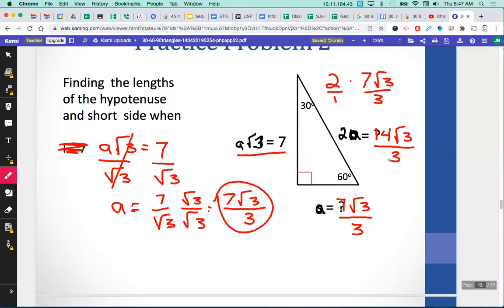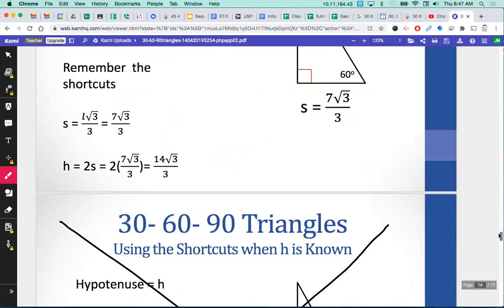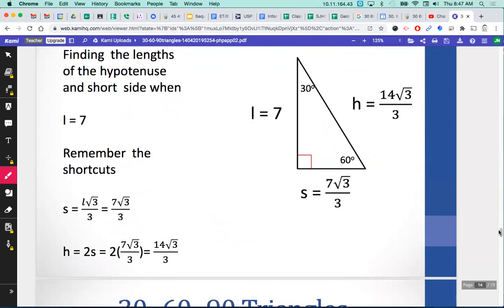If you're multiplying a number times, like we have up here, 2 times 7 radical 3, you can only multiply the number times the number, right? So you can multiply numbers times numbers, and you can multiply radicals times radicals, but you can't multiply a number times a radical, which is why they end up being separate from each other. All right, I think we only have a couple more examples. So again, these were our solutions. We got our 7 is what we were given. 7 radical 3 over 3 was equal to the shorter length, and the hypotenuse was 14 radical 3 over 3.